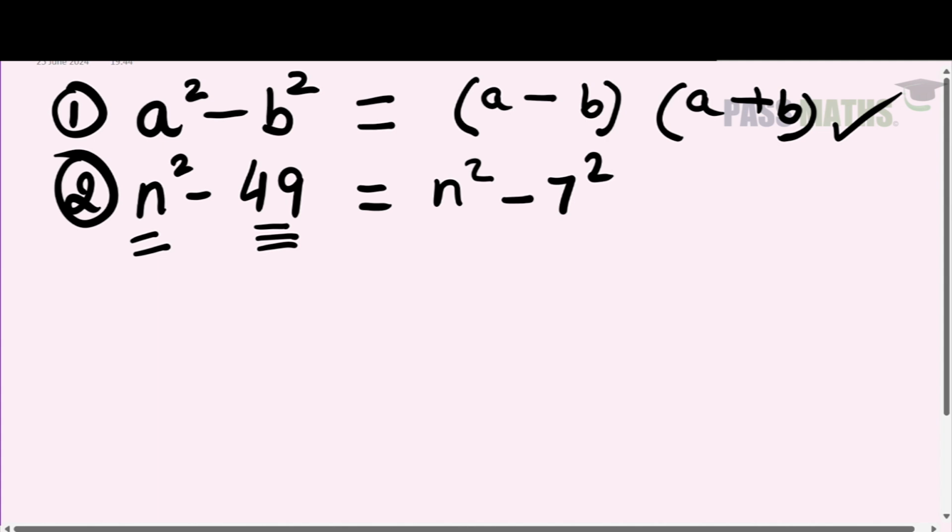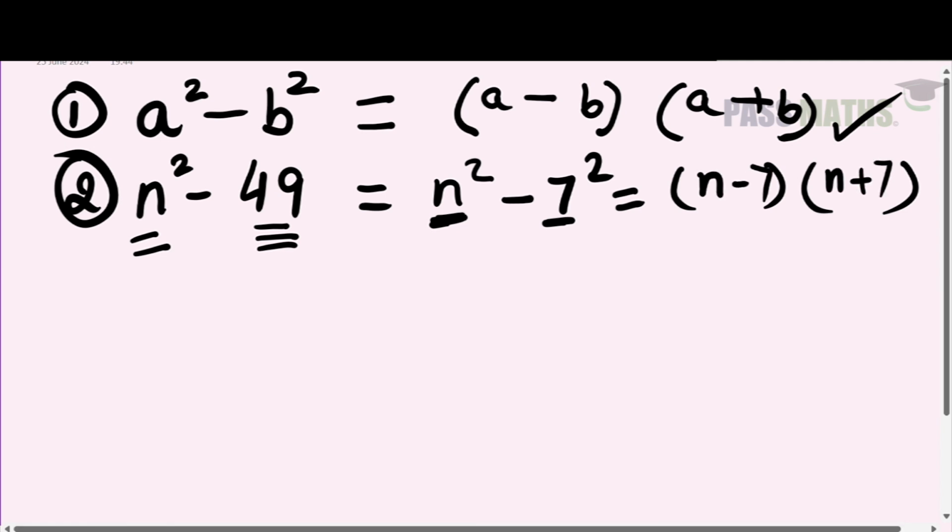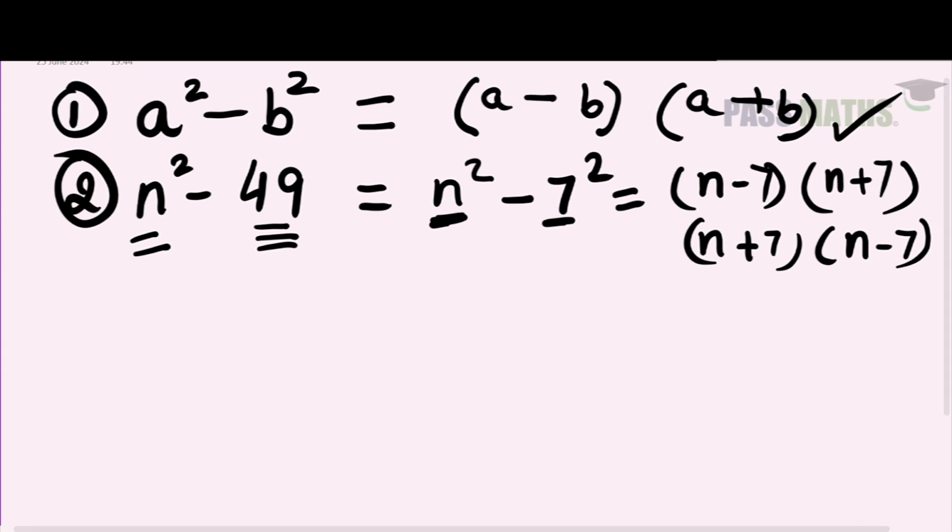Now if you look carefully, this is the difference of two squares. n squared and 7 squared. Remember what we do? We put two brackets. Then we write n minus 7, n plus 7. It doesn't matter. You can write as n plus 7 and n minus 7. Doesn't matter which way you write, as long as you put two brackets and one's negative between them, one's positive. I hope it makes sense.